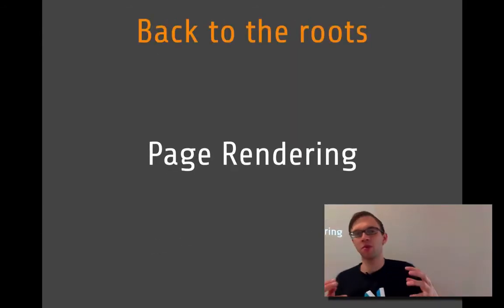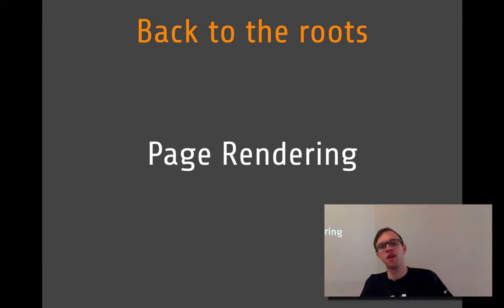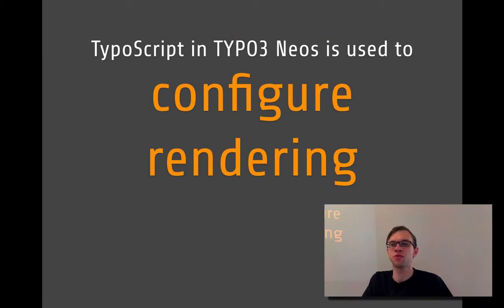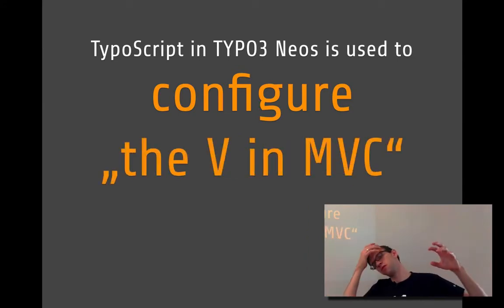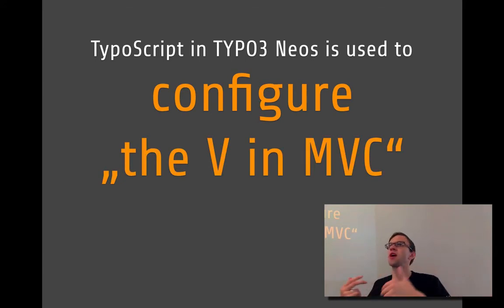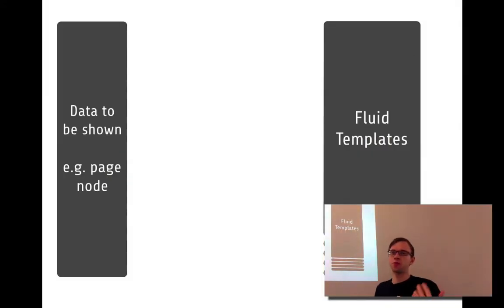So we try to strip it down to the core of it. That means in Neos, we only use it to configure rendering. If you think of a classical MVC stack, model view controller, it fits into the view. It takes some data and this is getting rendered. So the general idea is we have on the one side some data to be shown, for instance a page we want to render. And on the other side, we have a templating engine like Fluid, which allows you to configure how the markup should look. And TypoScript is the glue in between.